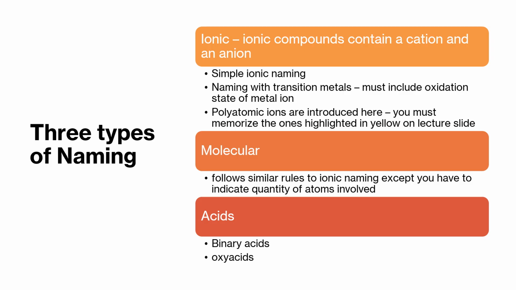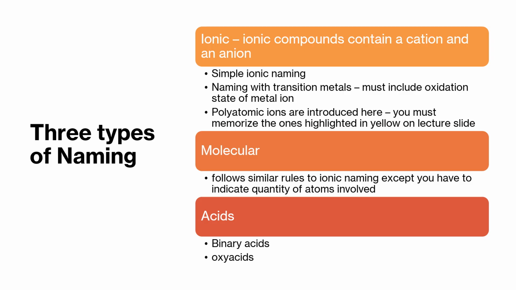There are three types of namings that we are going to focus on within this unit: ionic naming, molecular naming, and naming of acids. Ionic naming is always covered first. Ionic compounds contain a cation and an anion. Molecular compounds are what is learned next because they follow ionic naming rules with a few exceptions. And then there are two types of acids that we are going to be concerned with. And we'll talk about those last.